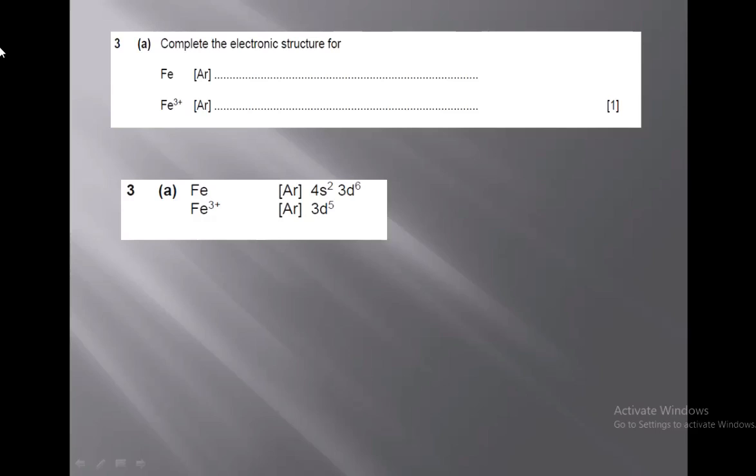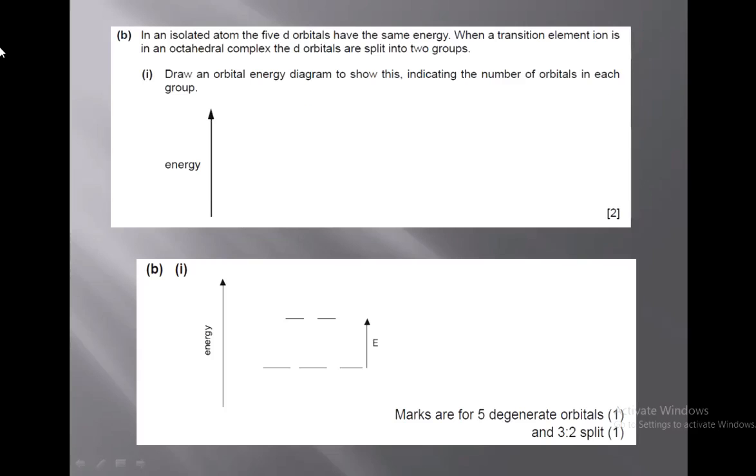You can see them. In part B of question number 3, he was asking: in an isolated atom, the 5d orbitals have the same energy. When a transition element ion is in an octahedral complex, the d orbitals are split into two groups. B part 1: draw an orbital energy diagram to show this, indicating the number of orbitals in each group. So the diagram to be filled has an answer related to the d orbital splitting.